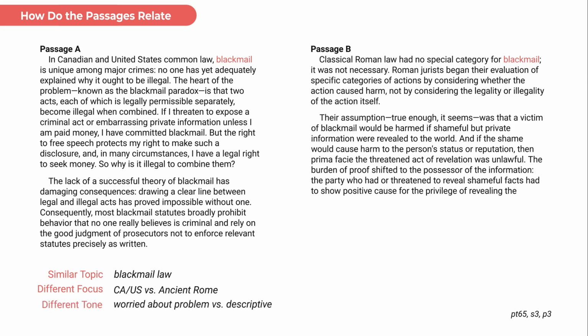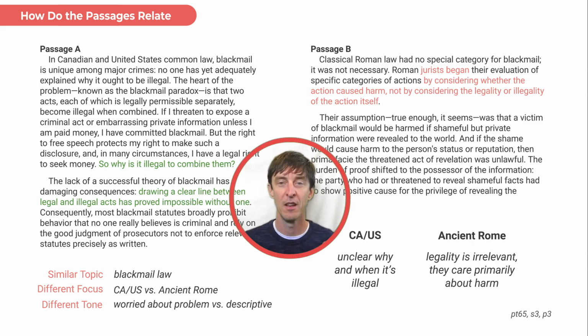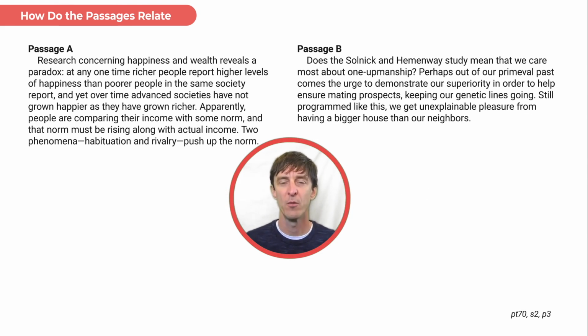From what we've read so far, it looks like one distinction between these two systems is that in Canada and the US, we're not exactly sure why and when it's illegal, whereas in ancient Rome, they don't really care whether it's legal, they only care about whether someone was harmed. All right, let's try one last one. Read the first paragraphs of these and see if you can guess the relationship.